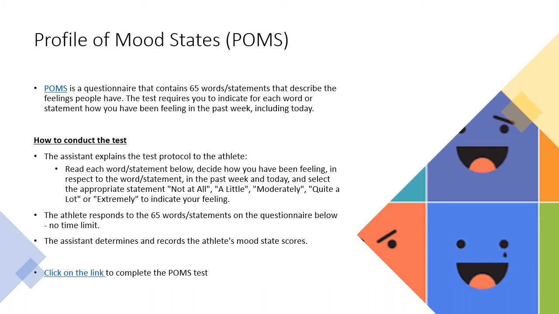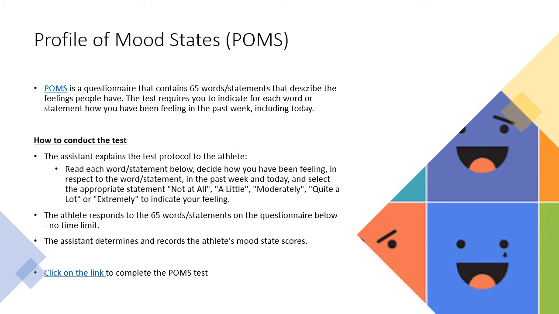Firstly, for the emotional factor, you're going to complete a profile of mood states, which is a questionnaire that contains 65 words or emotions that describe feelings that people have. So the test requires you to indicate for each word or statement how you have been feeling in the past week, including today. So how to conduct the test.